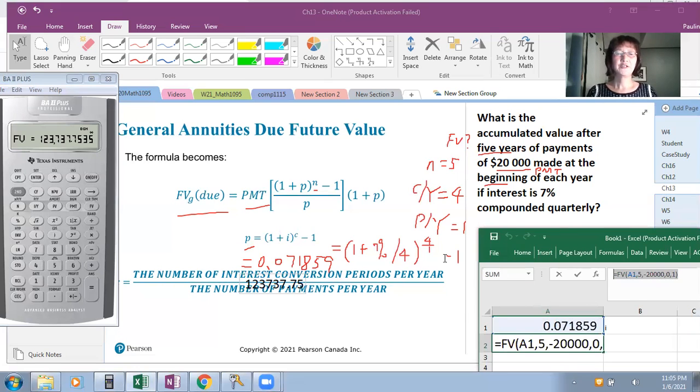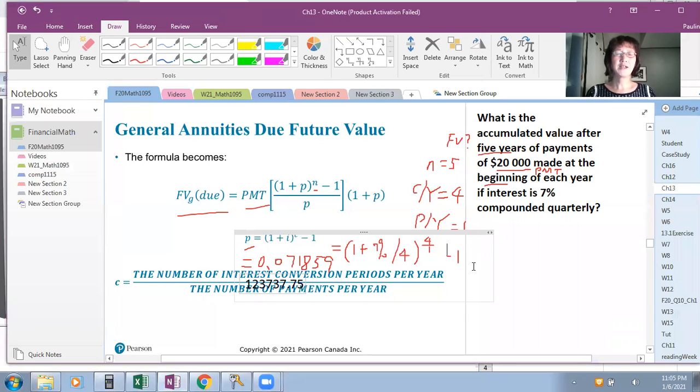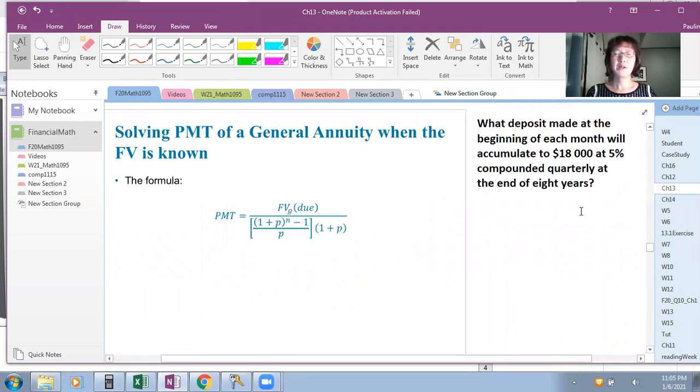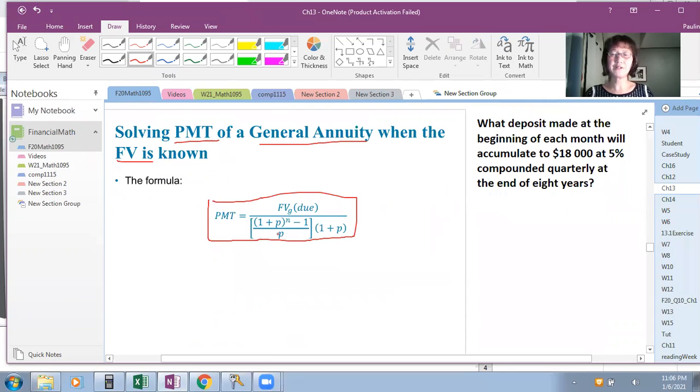Okay, so we calculated the future value for general annuities due using 3 methods. By the same token, you can solve for PMT for a general annuity if the future value is given. And this is the formula. And in this formula, you need to figure out what is P based on the given interest.